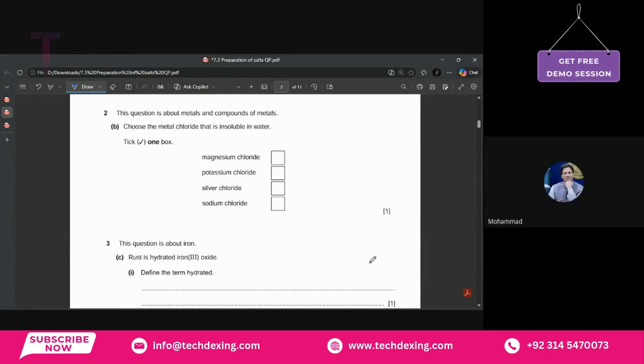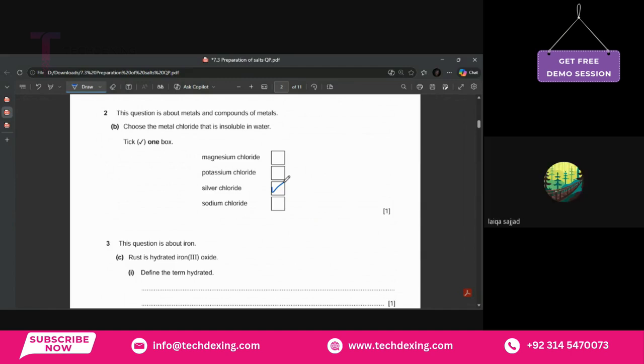Okay, it is silver chloride. Silver chloride. Very good. Yes. You need to remember that most of the chloride salts are actually soluble in water, but silver chloride is a well-known exception, and it's insoluble, and it forms a white precipitate when we react it in the solution.